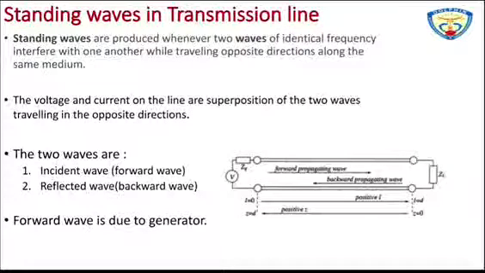A standing wave is simply the superposition of both the backward wave and the forward wave. So the main reason of standing wave production in the transmission line is due to the mismatching of the load impedance and the characteristic impedance. The superposition of the two waves traveling in the opposite direction results in the generation of standing wave.